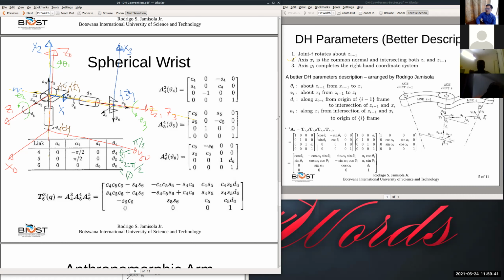Okay, next, alpha. Alpha 1, about X1. Where is X1? X1 is there. About X1 from Z0 to Z1. Where is Z0? You rotate from X1. X1 is the thumb, and then Z0 is this one to Z1. Z0 to Z1 about X1. Is that the positive direction? That is positive. So that is positive pi over 2.